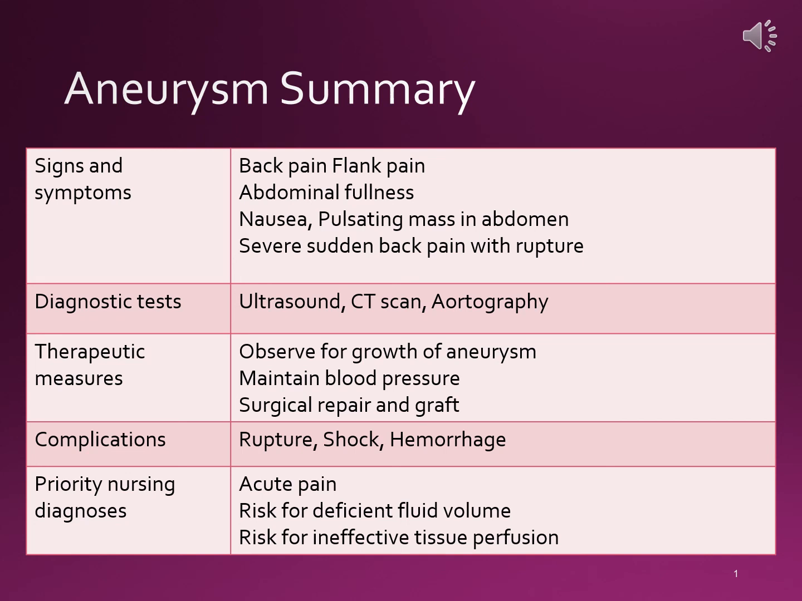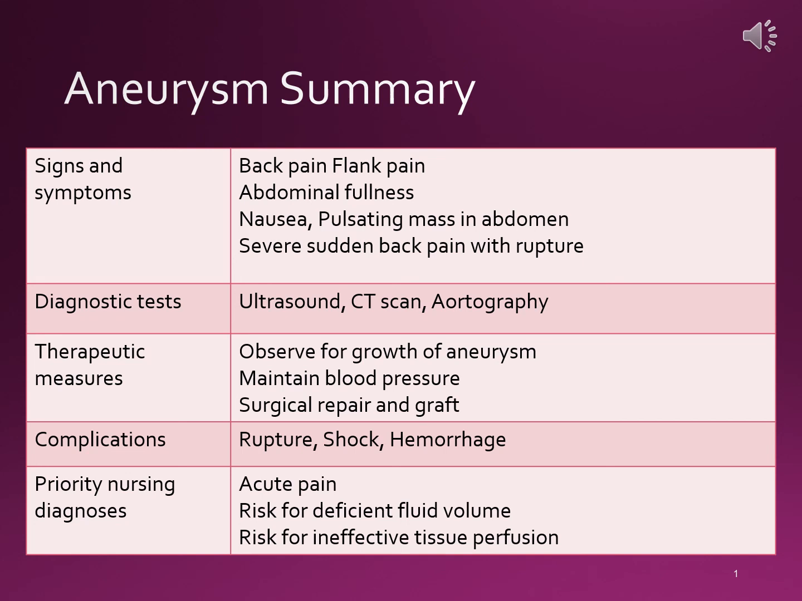Diagnostic tests they do to look for aneurysms are an ultrasound, a CT, and sometimes they'll do an aortography. So therapeutically, of course, you can take a wait and see approach. If the person is either not a candidate for surgery or maybe the aneurysm isn't big enough that you want to risk surgery, they will observe for growth in the aneurysm. They'll maintain blood pressure. And then eventually, if it either gets big enough or looks like it might dissect, surgical repair, and then of course a graft.